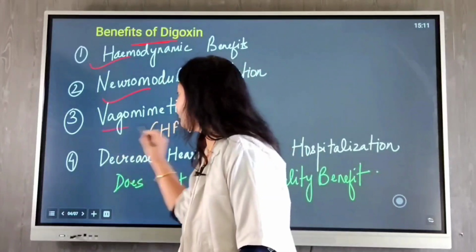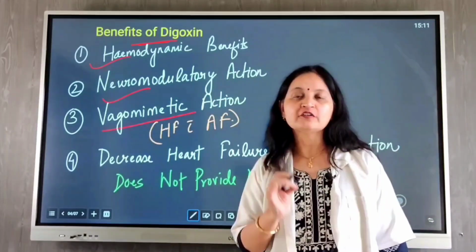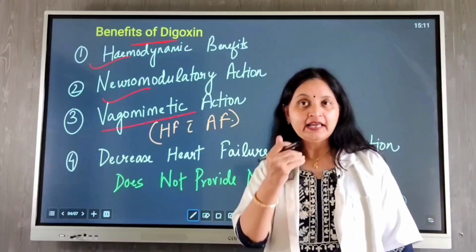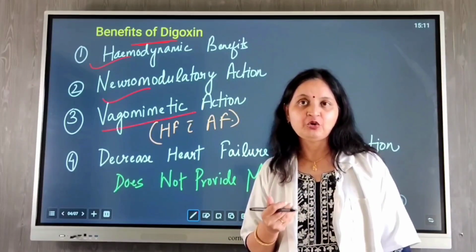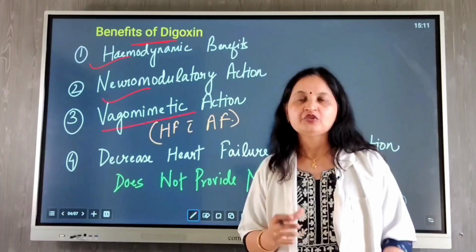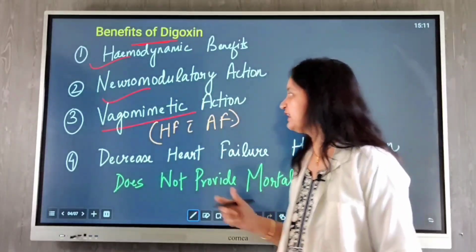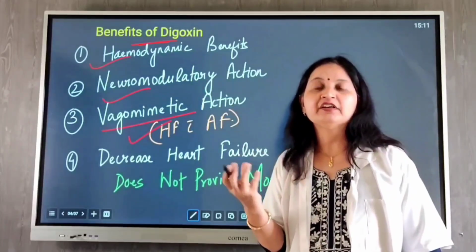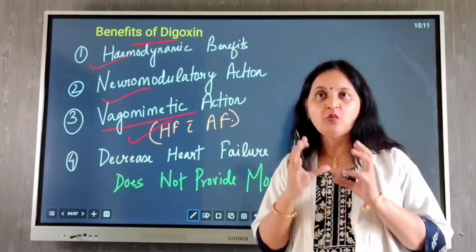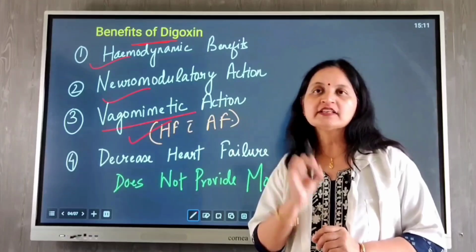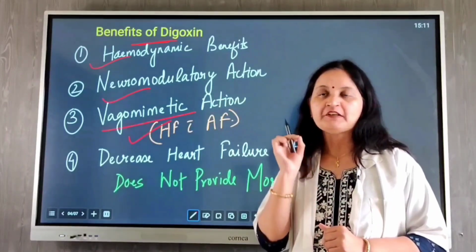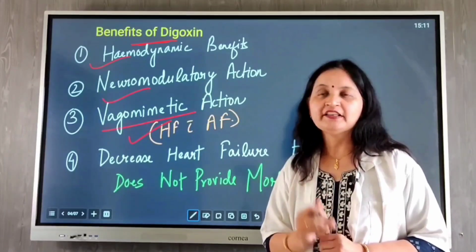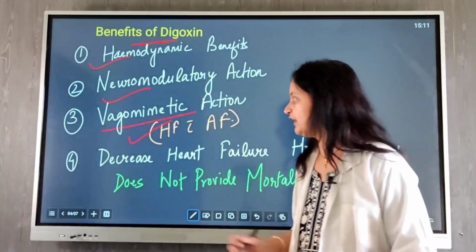The third effect is vagomimetic action, that because of the vagomimetic action, digoxin lowers the heart rate. It decreases the conduction through the AV node and decreases the heart rate. So digoxin plays a very important role in decreasing the heart rate, and therefore this is preferred in heart failure with atrial fibrillation. So heart failure with atrial fibrillation, digoxin is the drug of choice because of its vagomimetic action. Lowering the heart rate helps in controlling the ventricular rate in atrial fibrillation.